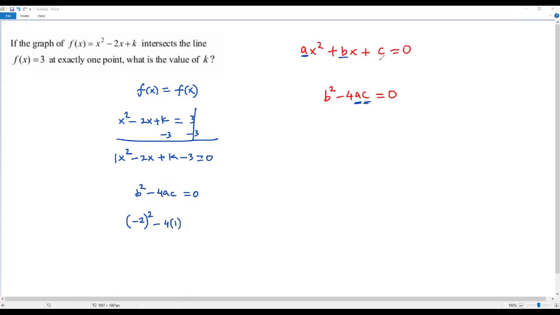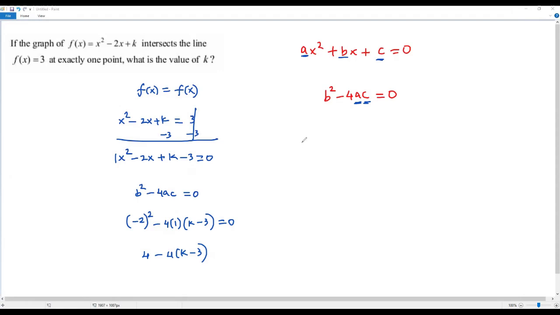And c is the constant term. Here the constant term is k − 3. That is, at the place of c we have k − 3. So we can plug in this k − 3 for c over here. Let me plug in k − 3, equals 0. We know that the value of (−2)² is just 4, and negative 4 times 1 is 4 times (k − 3).